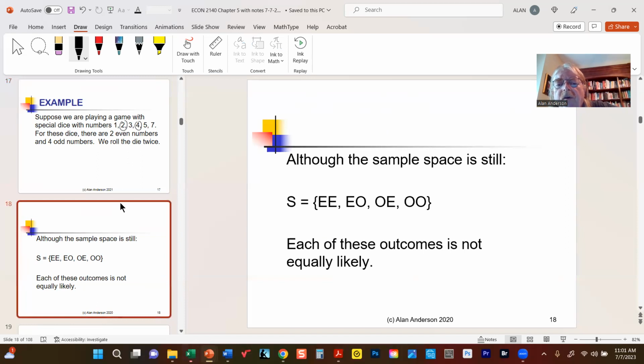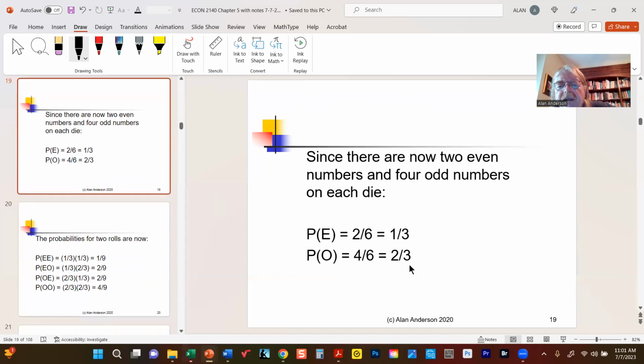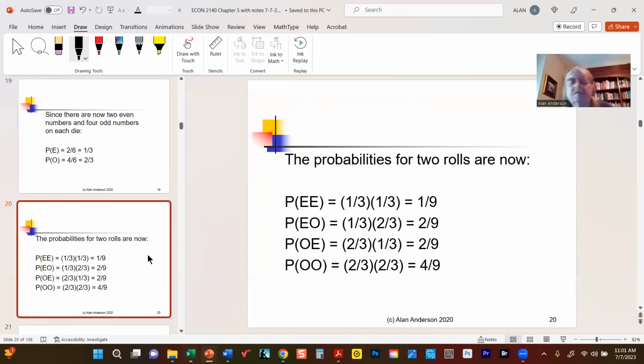Again, even if we're only focused on evens and odds, the sample space is the same. What's different is the probabilities of these outcomes. The probability of an even number is now 2 out of 6 or 1 out of 3, and the probability of an odd number is 4 out of 6 or 2/3. When we multiply these together, like we did before, the probability of getting 2 consecutive evens is 1/9. Even followed by odd is 2/9. Odd followed by even is also 2/9, and 2 consecutive odds is 4/9. So that means they're not all equally likely now, are they?